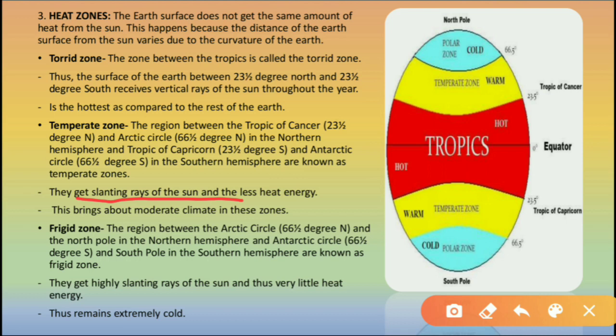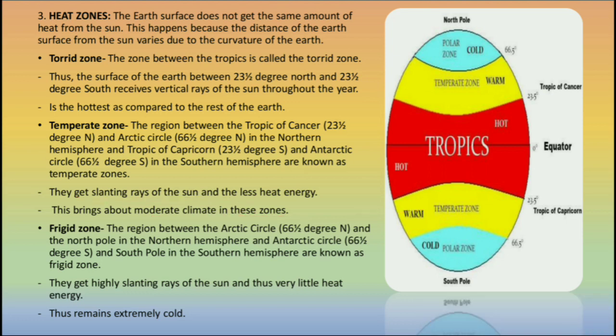This brings about moderate climate in these zones. So this climate is neither too hot nor too cold. This region has a moderate climate. A little bit warm, but not that warm and not that cold.